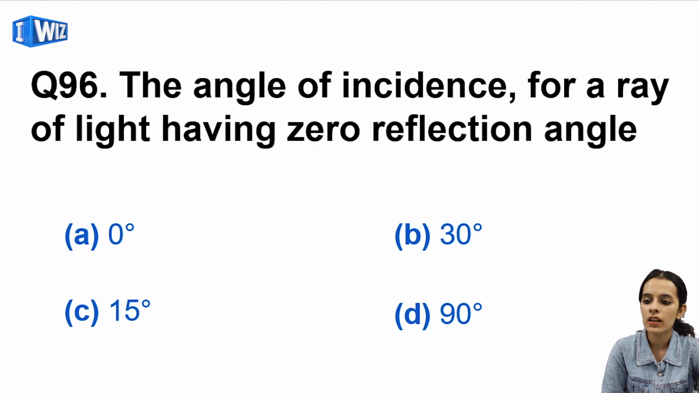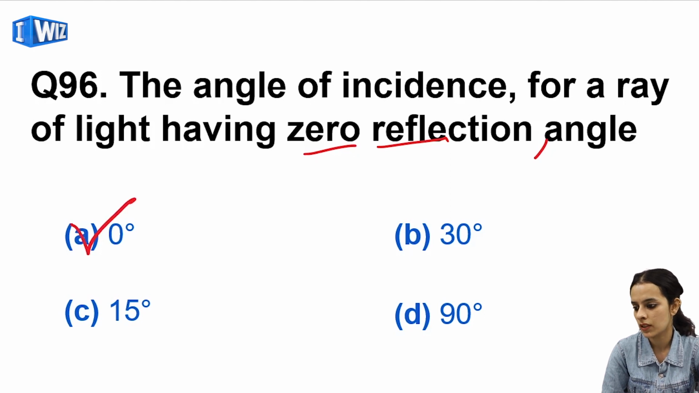Next, the angle of incidence for a ray of light having zero deviation is, what is the angle of incidence? 0 degree, 30 degrees. Zero deviation means no deviation will take place, the ray will go undeviated. So choose the right one: 0 degree, 30 degree, 15 degree, then 90 degree. 0 degree will be the right option.